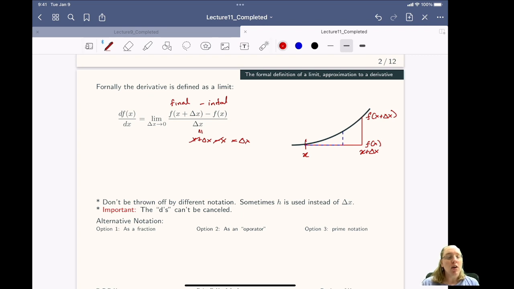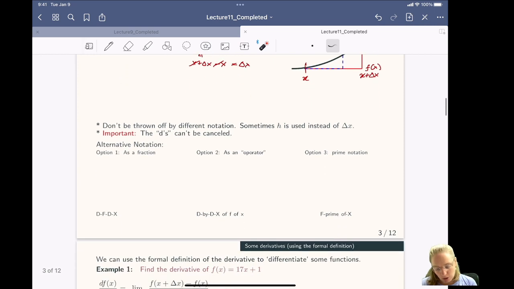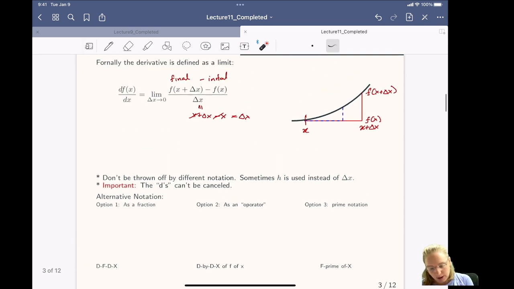And then we ask, what is that rise over run as the delta x gets smaller and smaller and smaller, and the limit as your run goes to 0. So the derivative of the function f of x is equal to the rise over run as the run goes to 0.